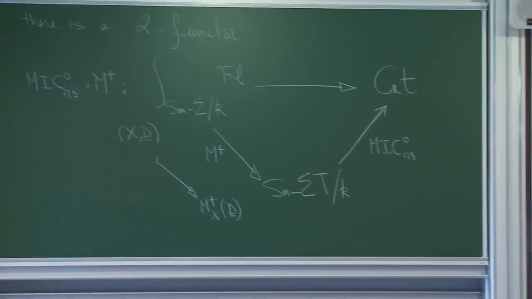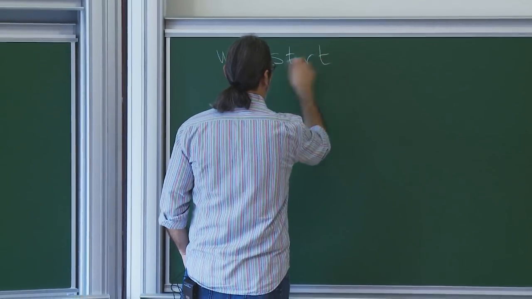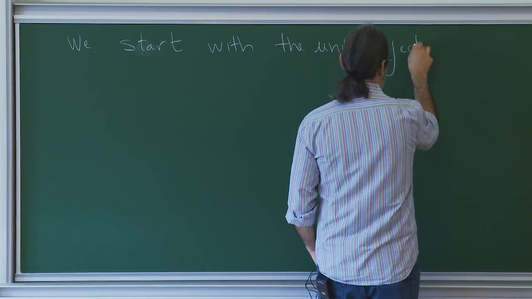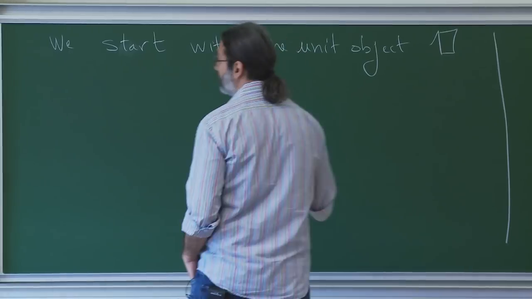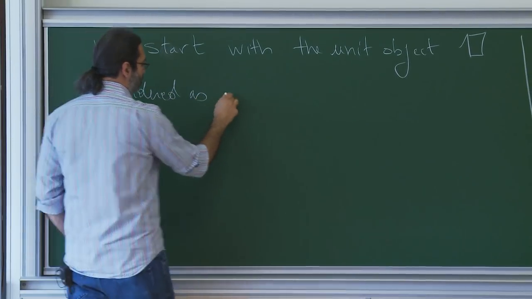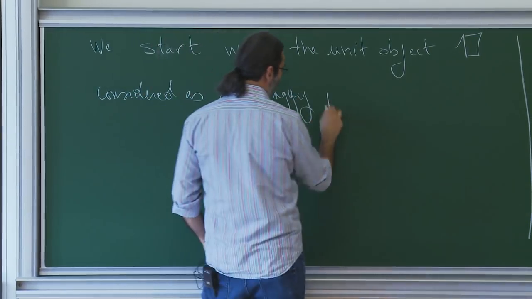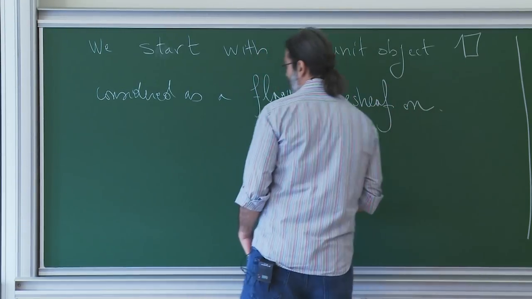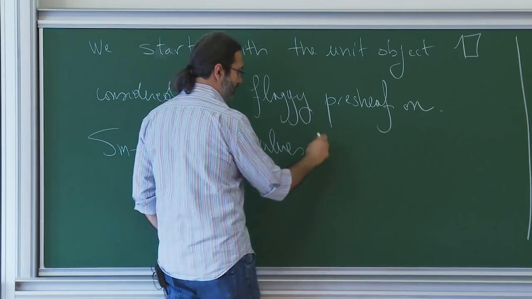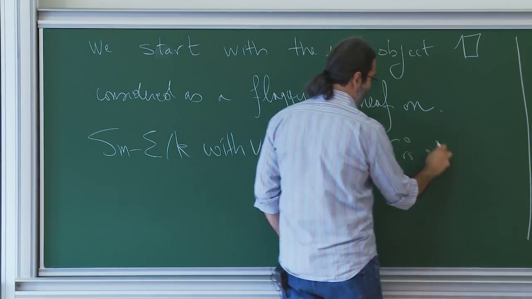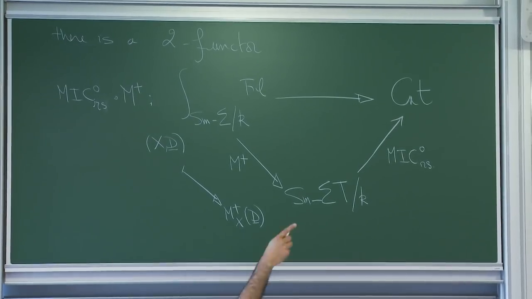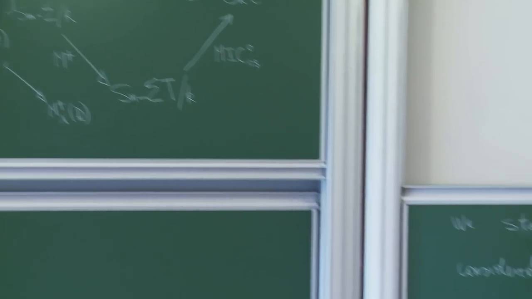So we start with a very simple object. We start with the unit, that I call 1. I think about this as considered as the flaggy pre-sheaf on smooth stratified schemes with values in this 2-functor. Okay, so it's very simple. To a pair like this, X D, I just look at the unit object in the category which I get by applying this 2-functor. This is a pre-sheaf, and I call it 1.